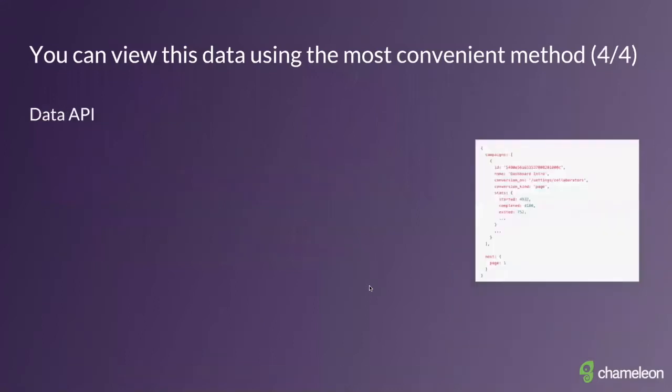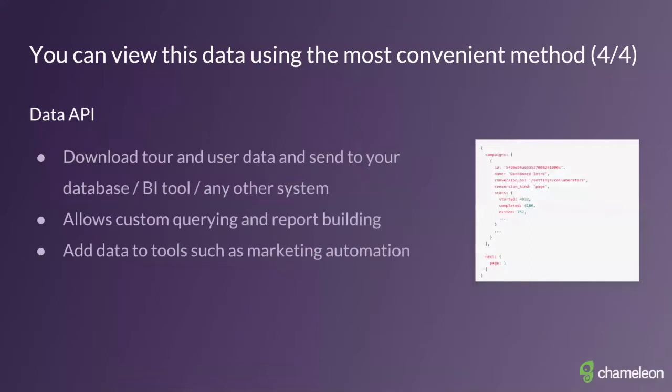Now, the last way to get data out is to use our API. So we have an API that will allow you to pull a range of data, such as tour data or user data. And this is helpful because you can then send this data programmatically back to your database or your BI tool or any other system. For example, maybe a marketing automation tool that you use or a CRM tool or something.